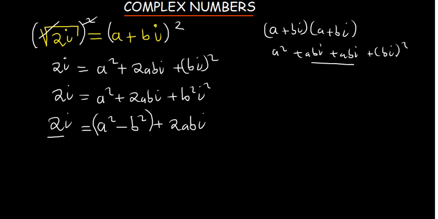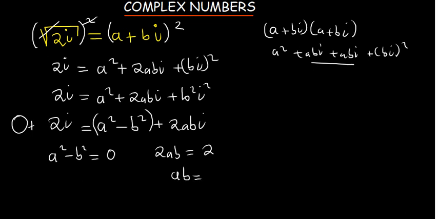We're going to compare now the left hand side with the right hand side. We can see that this side we don't have a real number, a real part. That means the real part is 0. So we're going to equate the real part to the real part, the imaginary part to the imaginary part. So that is now what gives us a squared minus b squared being equal to 0. And then here we are also not getting the i's because they are the same. We're just getting the coefficients. So 2ab is equal to 2. Divide both sides by 2. That will give us ab being equal to 1.